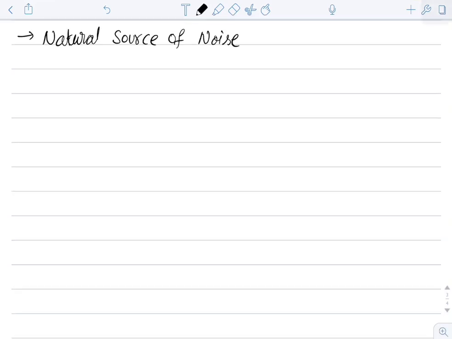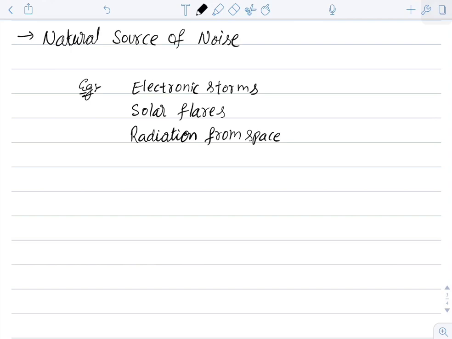The first one is natural sources of noise. The noise which is generated due to natural phenomena, we categorize as natural sources of noise. Examples like electrical storms, solar flares, radiation from space, etc. will come under natural sources of noise. Once your communication system picks up any signal from these types of natural sources, a noise is developed in your communication system.